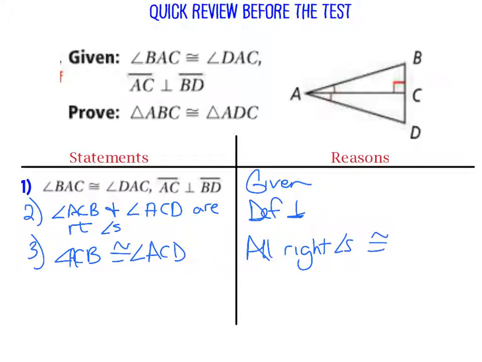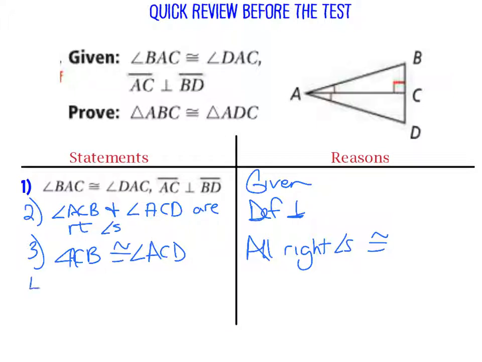All right, so I'm not going to try to be tricky on the test. I'm going to give you some of these same kind of things that we've used a bunch. These are definitely what I'm doing today. The all right angles congruent, the definition of perpendicular, parallel lines cut by a transversal. All of those are fair game for the test because we've used those a bunch.